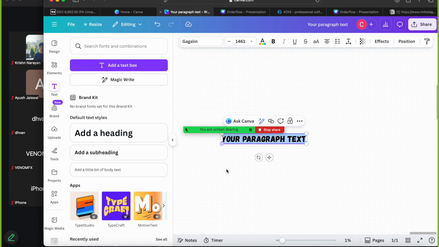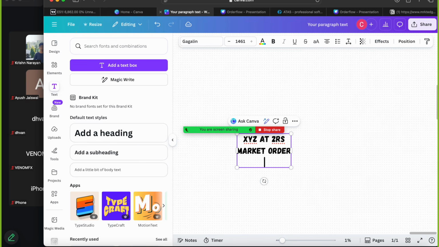Let's say XYZ stock is trading at 2 rupees. I want to buy it right now at this particular price because I think the price will go to 10 rupees. I want to buy at the current market price. That is the market order, which means I am buying, let's say, 10 shares. I am executing it at the market price, which means I buy it at 2 rupees. Cool? That is a market order.